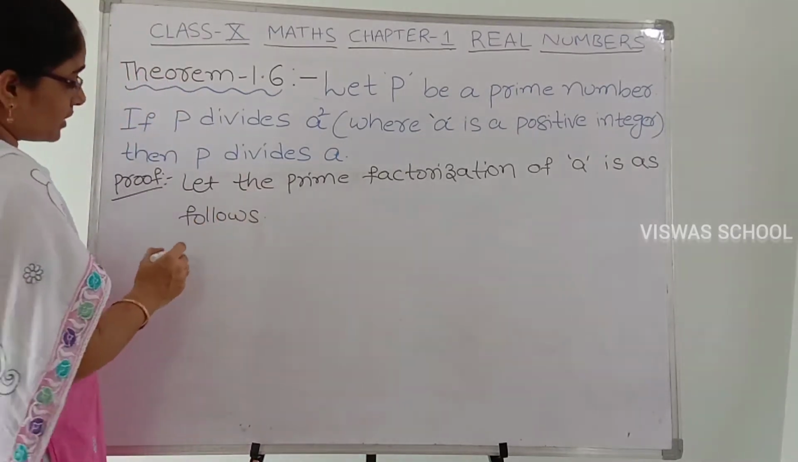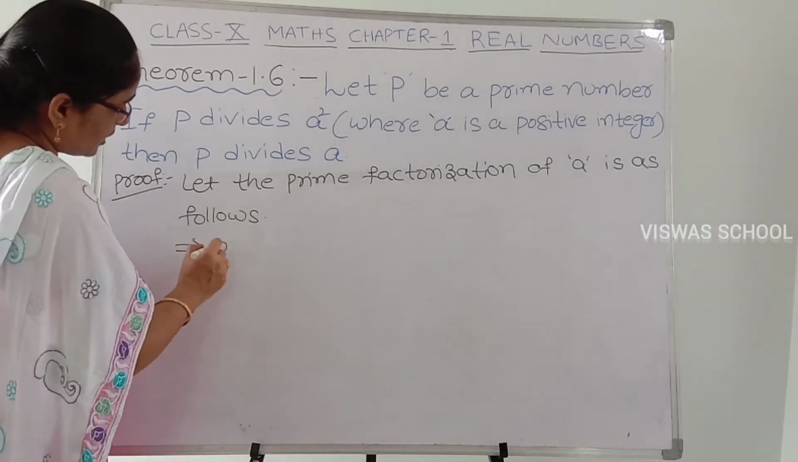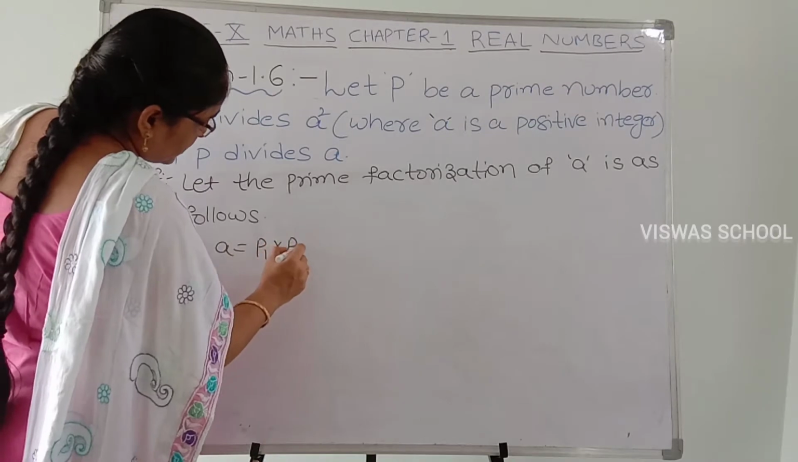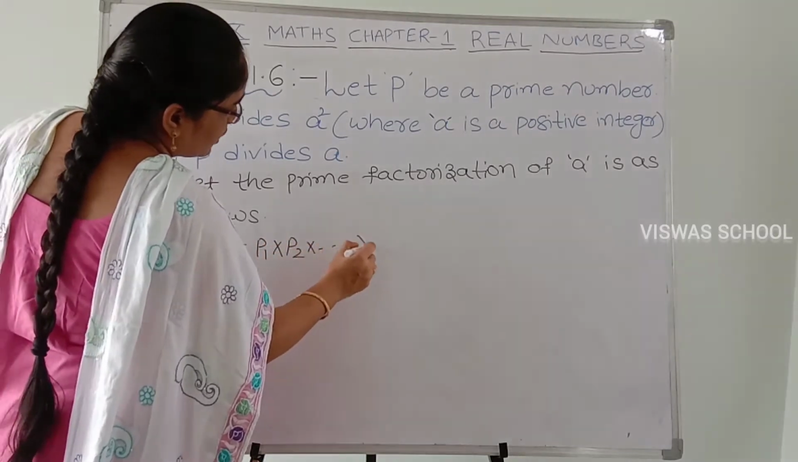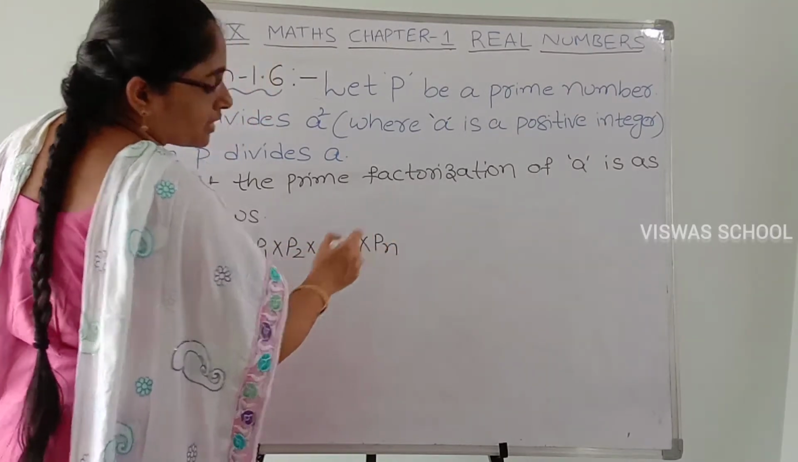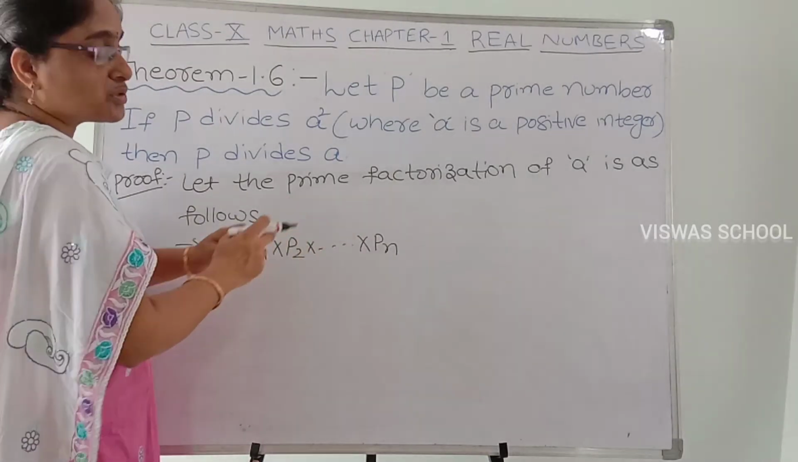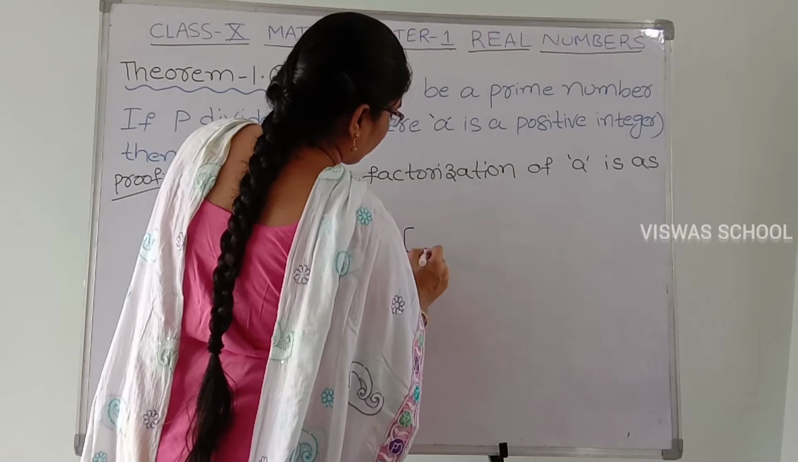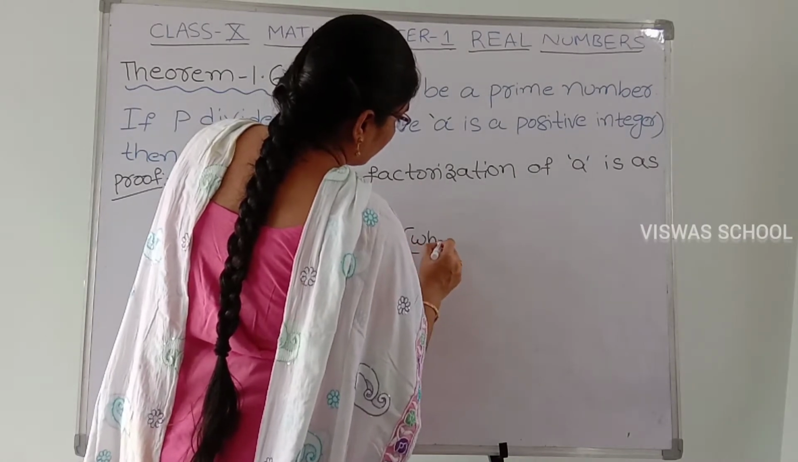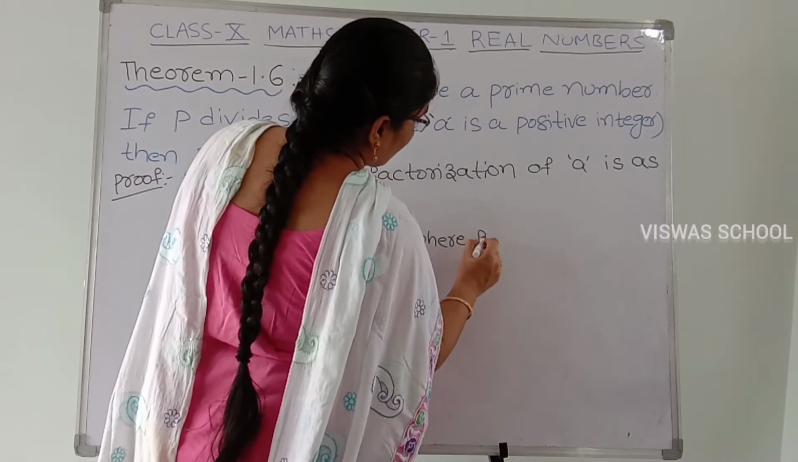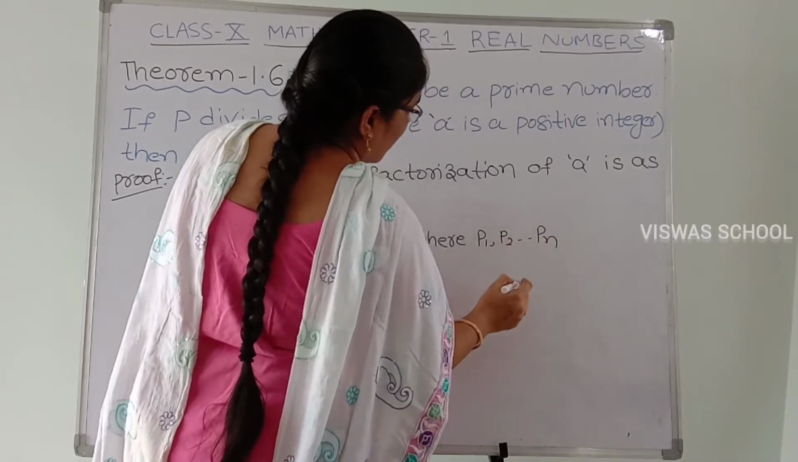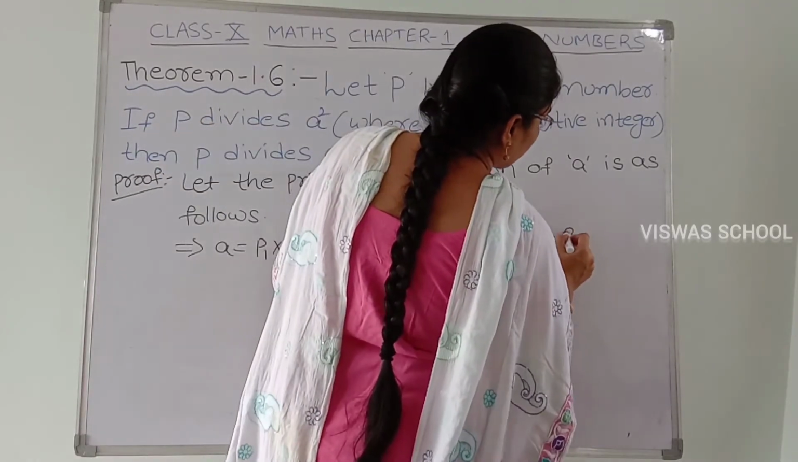That means A equals P1 into P2 into so on into Pn, where P1, P2, so on Pn are primes.